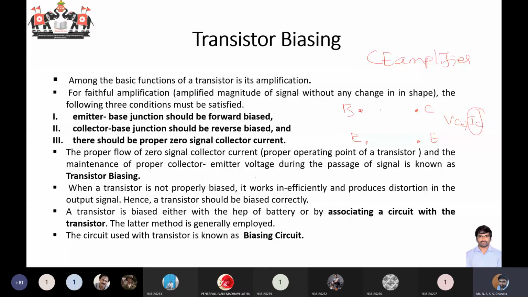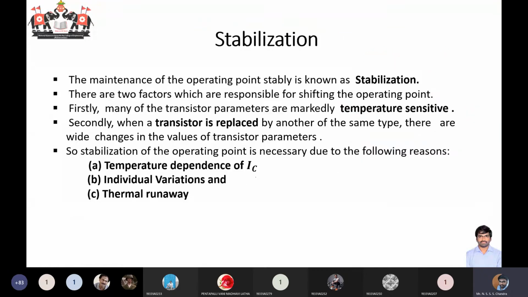So we'll be using an external circuit or associated circuit for the transistor. Such a circuit used with the transistor is known as a bias circuit or biasing circuit. We are using a biasing circuit only to ensure that we have a stable operating point, or to ensure that your emitter base junction is forward biased, collector base junction is reverse biased, and your operating point IC value will be stable.